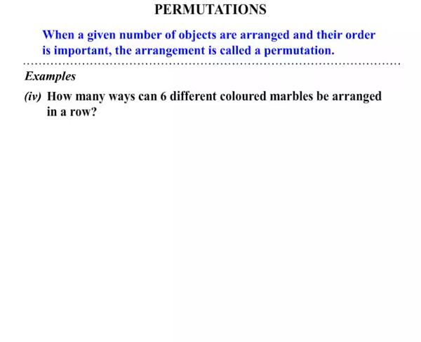The next example: how many ways can 6 different coloured marbles be arranged in a row? Well, let's do the short way now. The number of ways, we've got 6 different coloured marbles, so it's going to be 6 factorial, which works out to be 720.